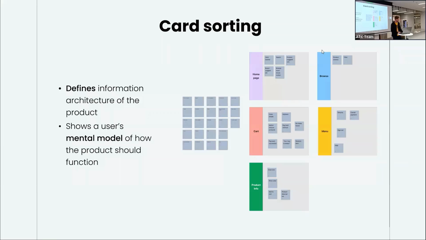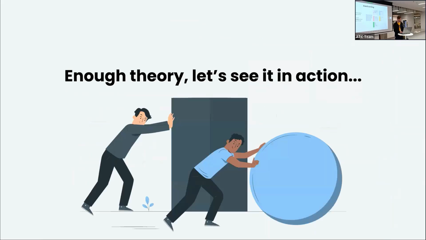So card sorting. This is a really nice one to use for defining your information architecture. How it works is you give users sections, and they just drag the cards over to where they think the items would go. So you can see the user's mental model of what the app, for instance, this app, should look like. So enough theory, let's see this in action. I'll be taking you through a case study that I did at the start of the year. We made an app called Two Left Feet. It was a shoe store.